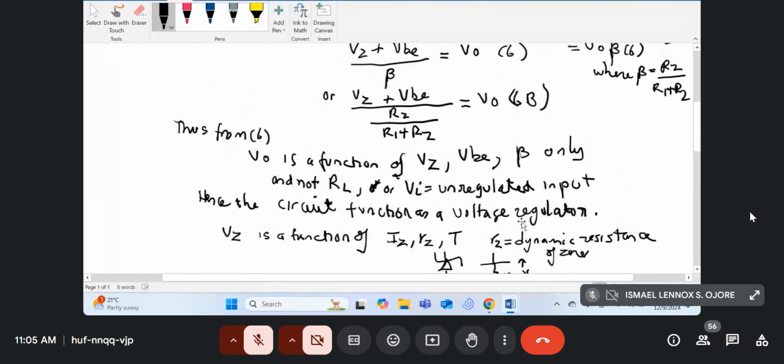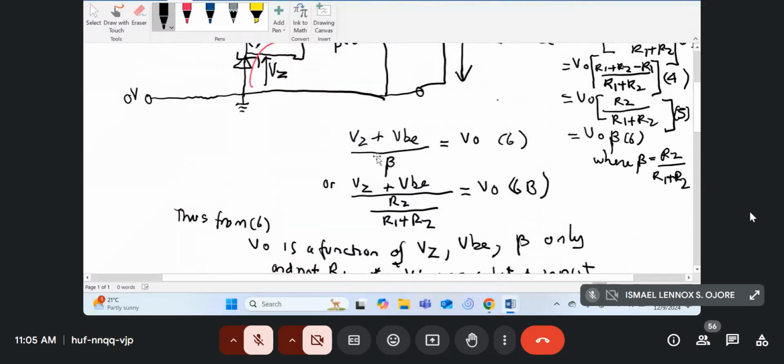So if we use equation 6, it's a very easy equation. But if you look critically at the components that constitute our regulator, you find Vz will slightly vary with temperature, VBE will slightly vary with temperature, and beta, which is a function of the resistances, will also slightly vary with temperature. And of course, you should remember that practical resistances cannot be made exact. They're always made with a tolerance.